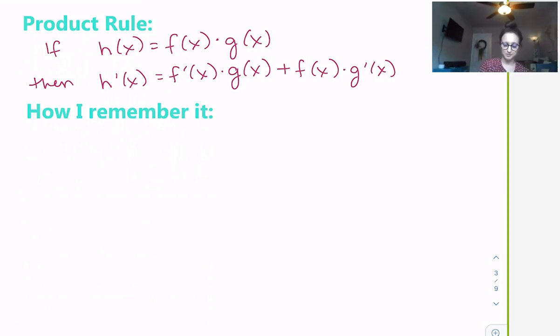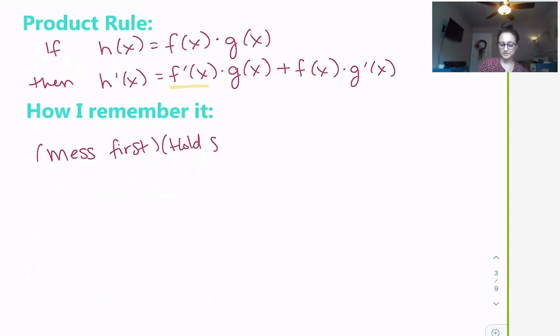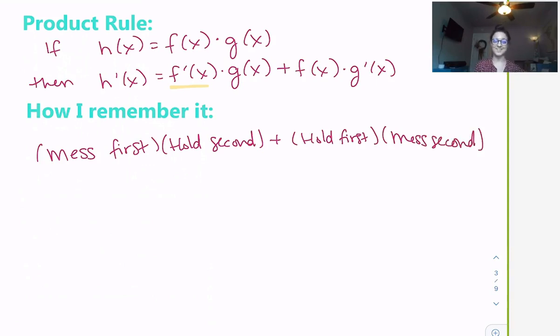So this is how I remember it. When I take a derivative, I call that messing the function, and there's mathematical justification behind that. We'll talk about it. So I say mess the first, in other words, take the derivative of the first function, hold the second, in other words, just keep the second, bring it along for the ride, plus, and then switch it, yeah? Hold the first, and mess the second. Okay, all right, let's put this into practice.